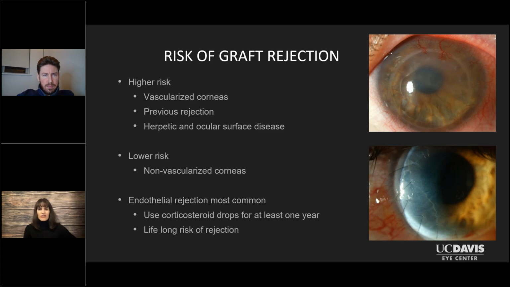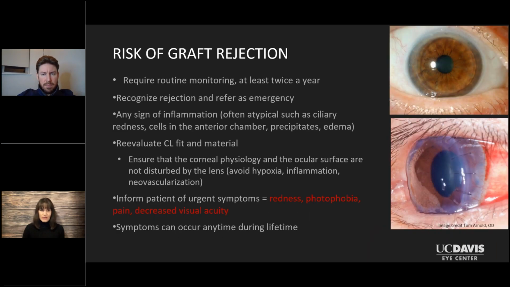A lower risk is those who do not have any corneal neovascularization, but endothelial rejection is oftentimes most common, and many of our patients are on steroid drops very long term. Now, there's always a risk of rejection or reaction of that graft, so we want to counsel our patients that if their eye is getting red, if their vision changes, if they're having any problems at all, to come in sooner rather than later so we can get it under control to prevent another corneal transplant.